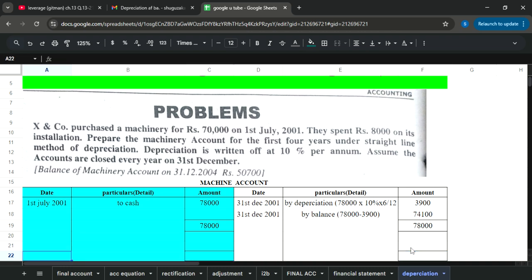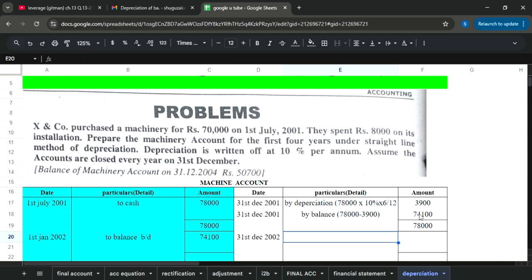Next step, you will bring down this balance. The next day after 31st December 2001, you will take 1st January 2002. The next year started, and you will mention here balance brought down, BD. How much balance is it? You will bring down this balance of 74,100, and again you will repeat the procedure on 31st December 2002, and you will calculate depreciation.